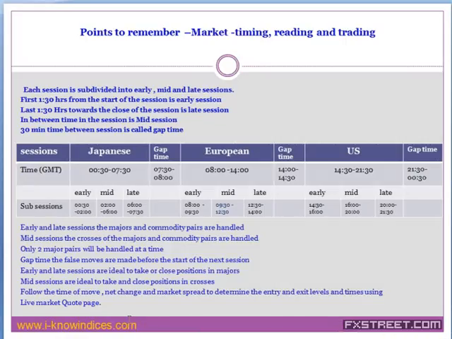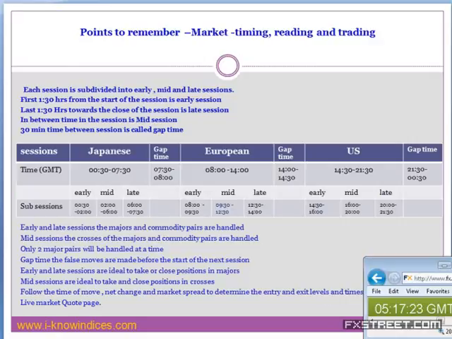Now, with regard to the session timings, so now we are in the Japanese session 0030 to 7:30 GMT. So try to focus on the majors during the early and the late sessions, and the crosses during the mid sessions. And gap time, they are known to make the false move. So early session, they may make a stop on the upside or on the downside. Then mid session, the swing. Then the opposite move could be seen.